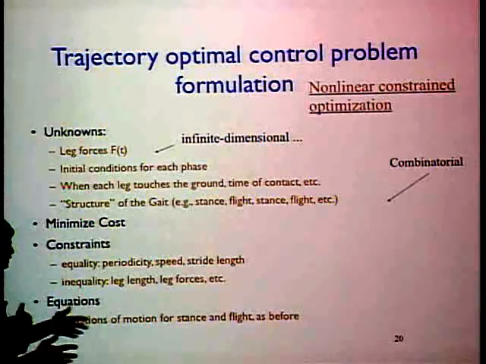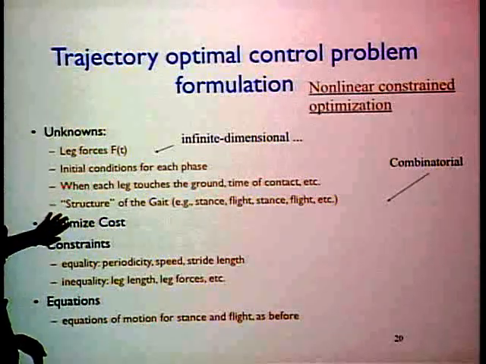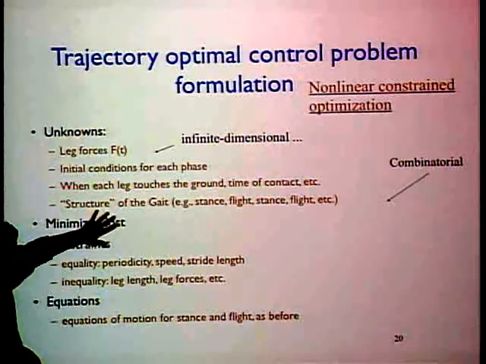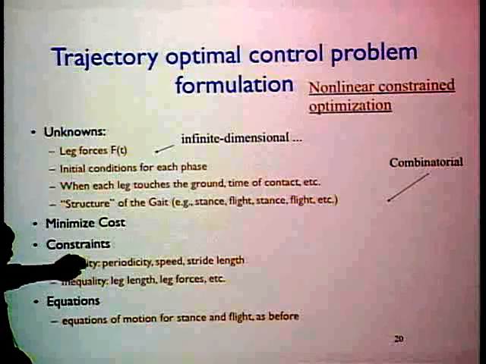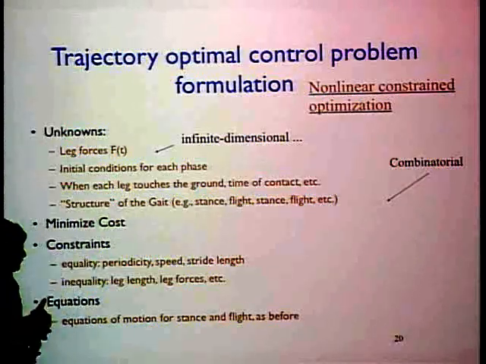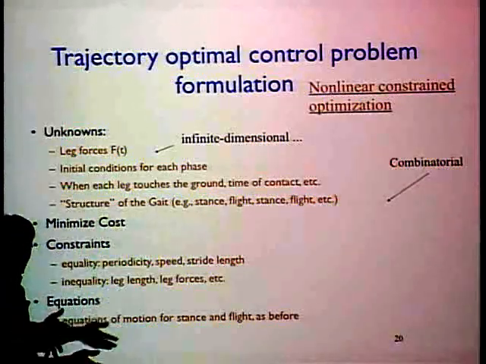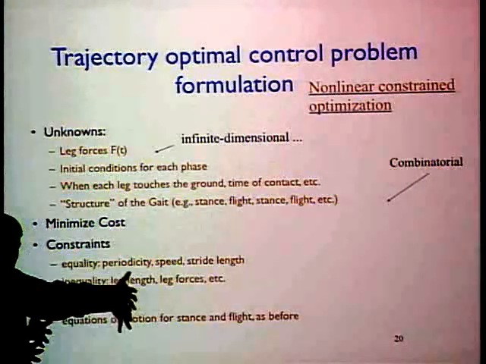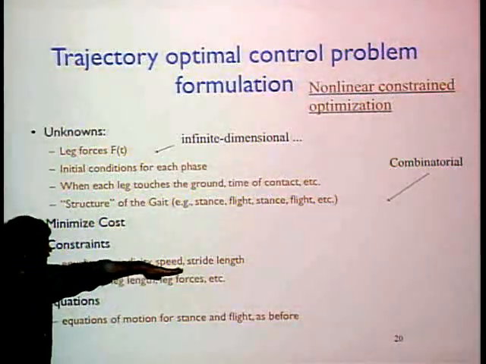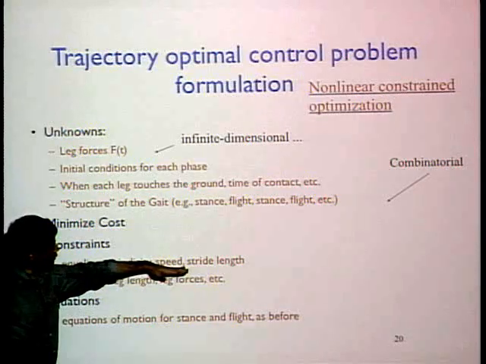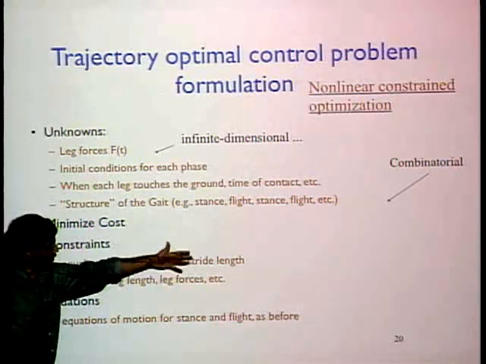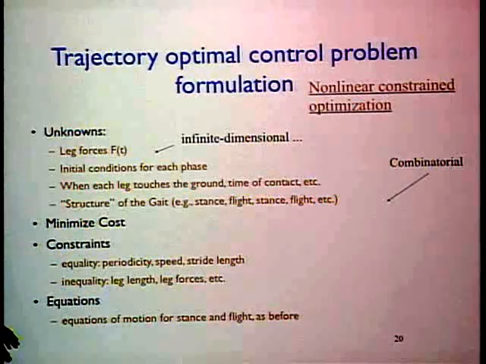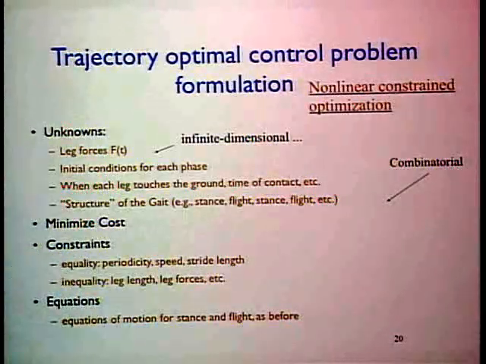So the motion of the body is unknown. And then we want to say what should the motion of the body be so that we minimize the cost subject to a number of constraints. The constraints being that the thing is periodic, right? Step after step, the motion is the same except translated forward. And then you have to walk or run at a particular speed and stride length. And then we check what the optimal strategy at various speeds and stride lengths are.